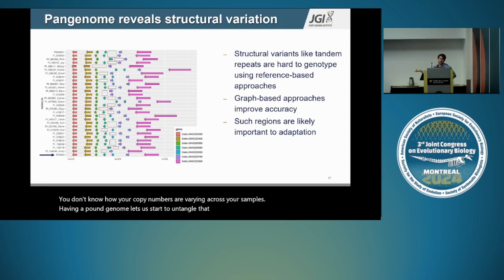So this is the 30 references in the pangenome, and this is just showing you presence-absence variation relative to the reference we used at the bottom.